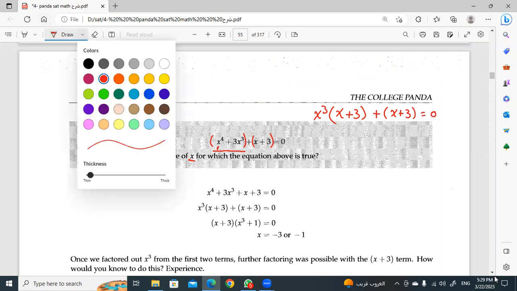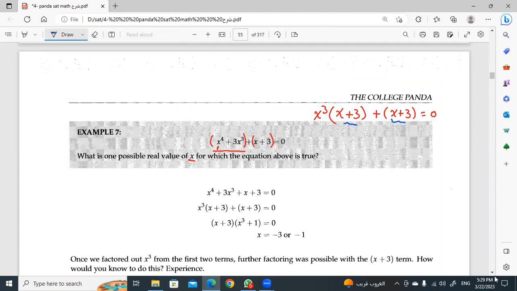But by the way, you will notice that I find x plus 3 here and here, so I can take x plus 3 as a common factor. I will open my bracket. In the first one, I have x to the power of 3, and in the second one, I have already x plus 3, so it will be 1 equals 0. Any questions?